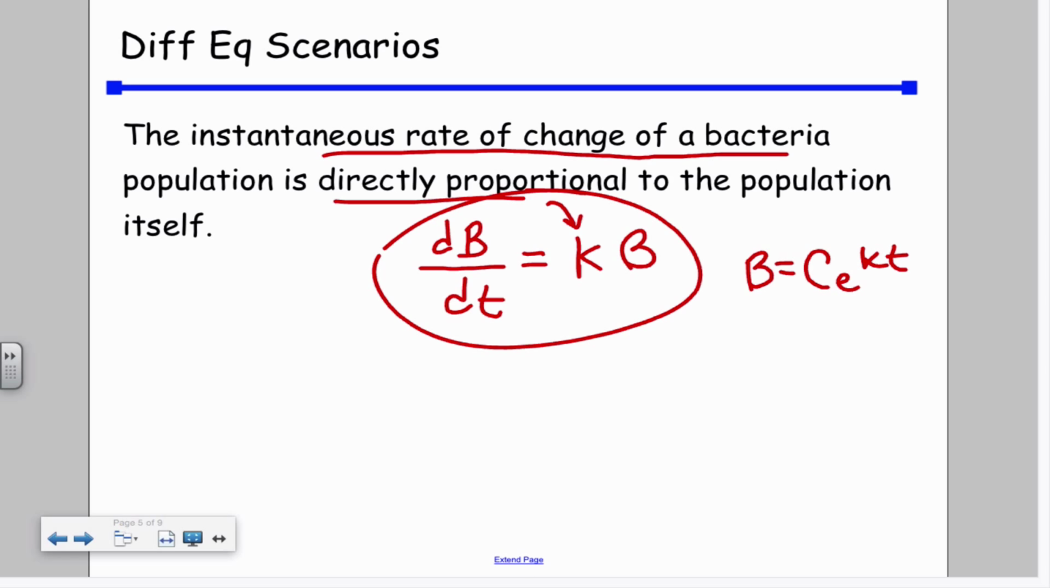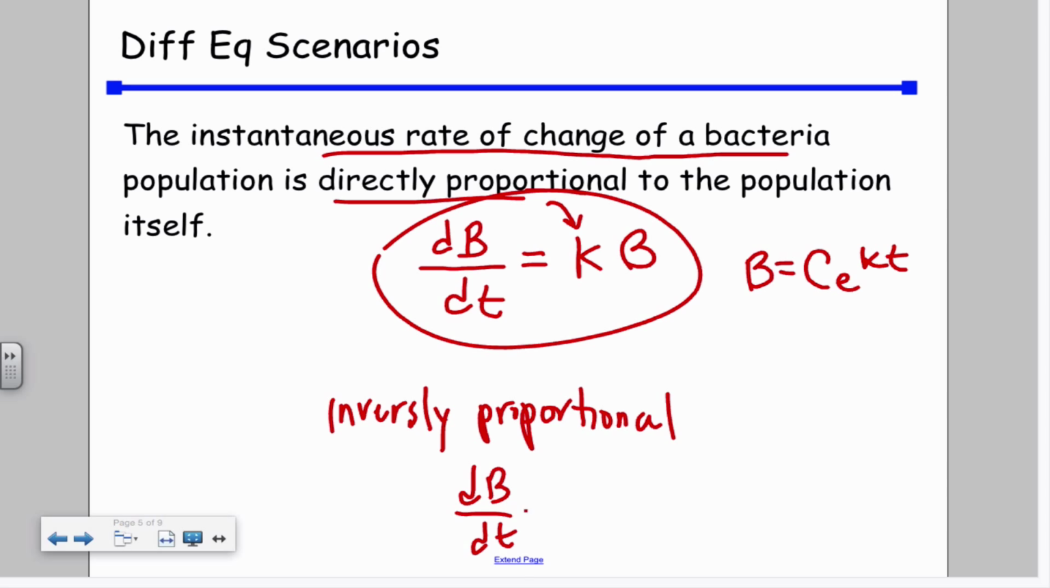Just watch for the wording in the problems. Let's say it said something like inversely proportional. So if the instantaneous rate of change was inversely proportional to the population itself, we would have dB dt equals k over B. Okay.